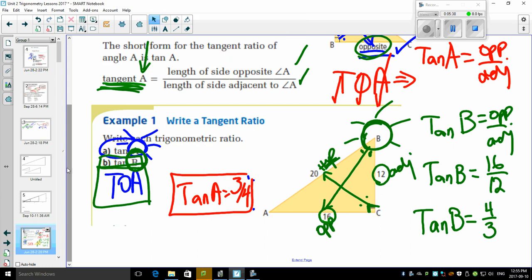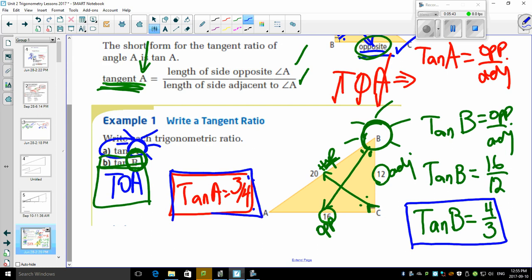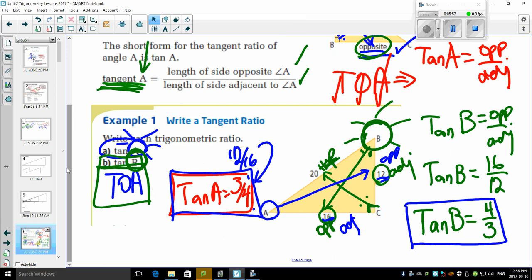Check this out. This is the cool part. Look at how these guys compare now. Tan of A, where this was opposite and this was adjacent, means you've got 12 over 16, which reduces down to 3/4. And this one, which was our B, where this is our opposite and that's our adjacent, notice how it's 16 over 12. It's reversed. That's why labeling is so important, because if you don't label it, your fractions are reversed, and then we're opening up an ugly can of worms.